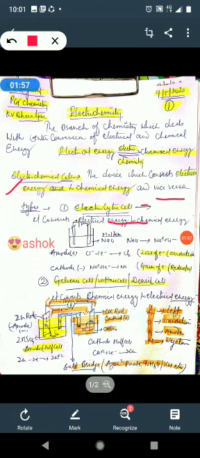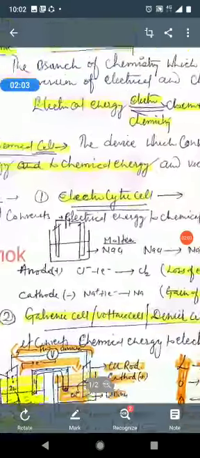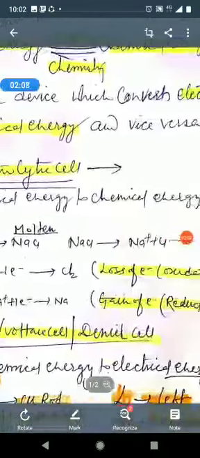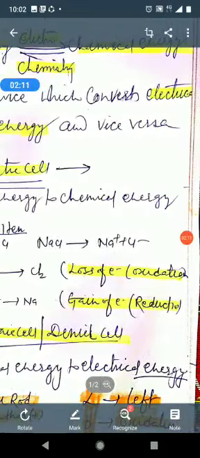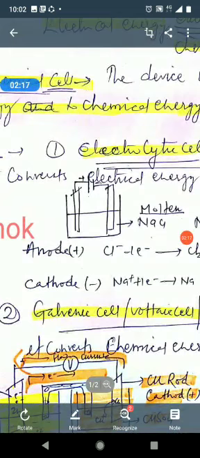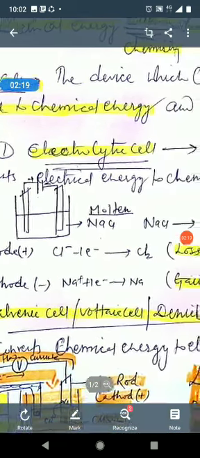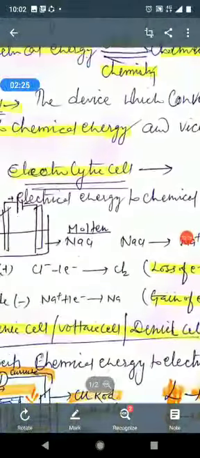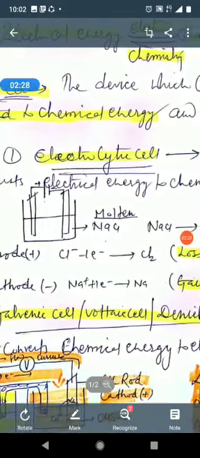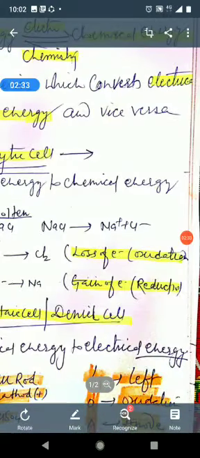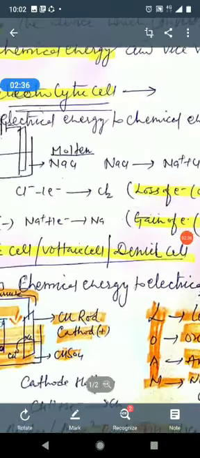Now this diagram you have studied in class 11th, that we are taking the example of molten NaCl, and molten NaCl is dissociated as follows: Na plus, Cl minus. Now we know that the Cl minus negative ion is attracted toward the anode, which is positively charged. Here oxidation takes place and Cl2 gas is released, and at the cathode Na plus gains one electron and Na is deposited at the electrode. You know that loss of electron is called oxidation and gain of electron is called reduction.